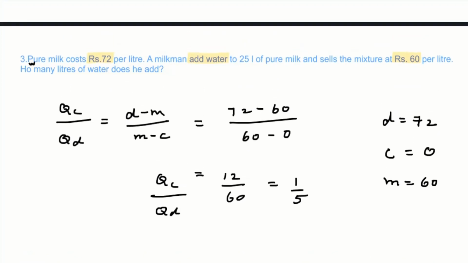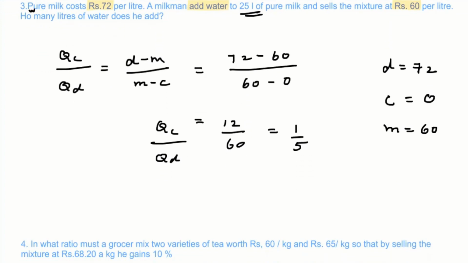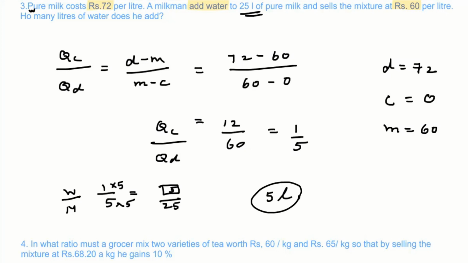So how much water should we add to 25 liters of pure milk? For 5 liters of milk he should add 1 liter. So for 25 liters, 1 by 5 is equal to 25 by how much? So it is 5 into 5. It is like an equivalent fraction. This is water and this is milk. So it is 5 liters. So for 25 liters of pure milk, he should add 5 liters of water.